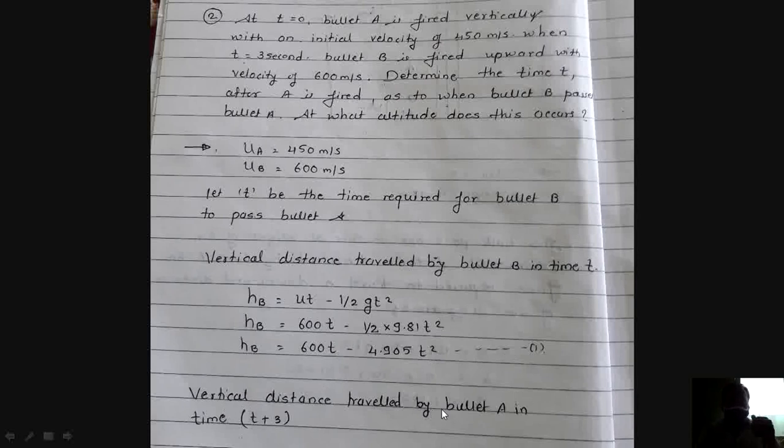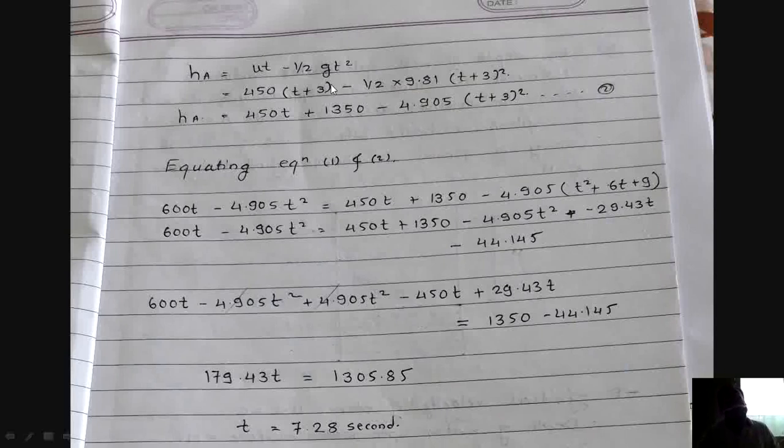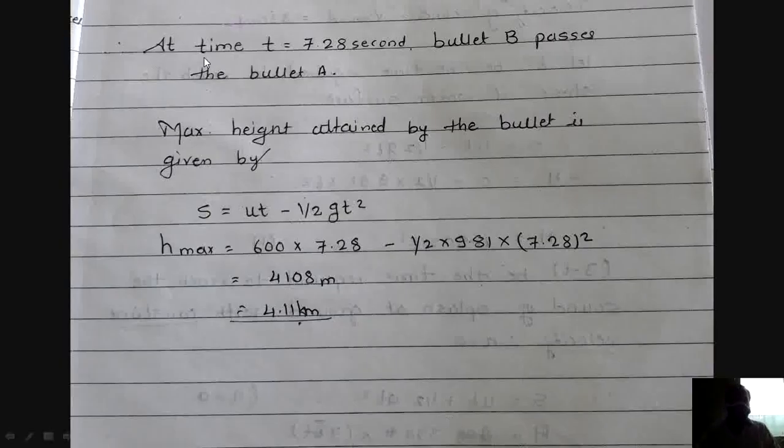The vertical distance travelled by bullet A is in time T plus 3 seconds, because bullet A was already fired, and after 3 seconds we fired bullet B. So the time for bullet A will be T plus 3 seconds. Using the same equation, we will get the second equation. We will solve equation 1 and equation 2 mathematically. We will get T is equal to 7.28 seconds. At time T equal to 7.28 seconds, bullet B passes bullet A.